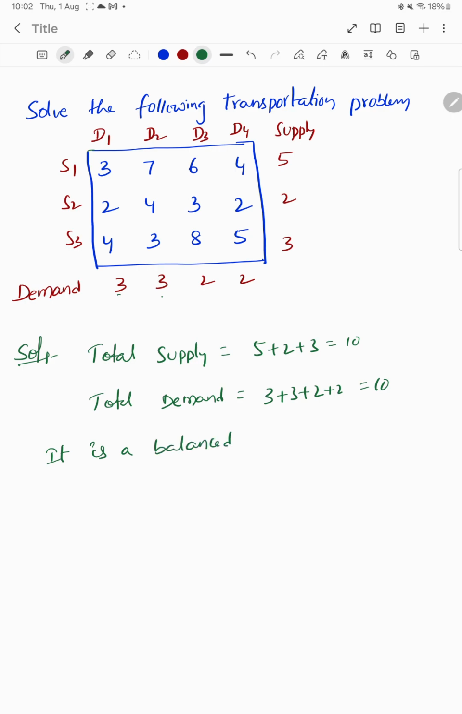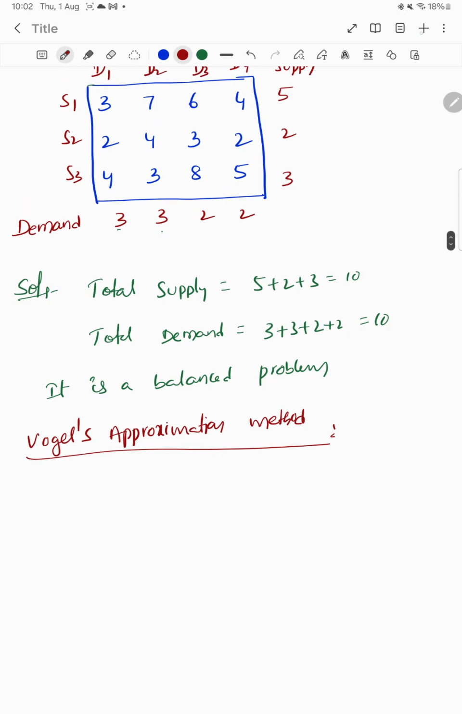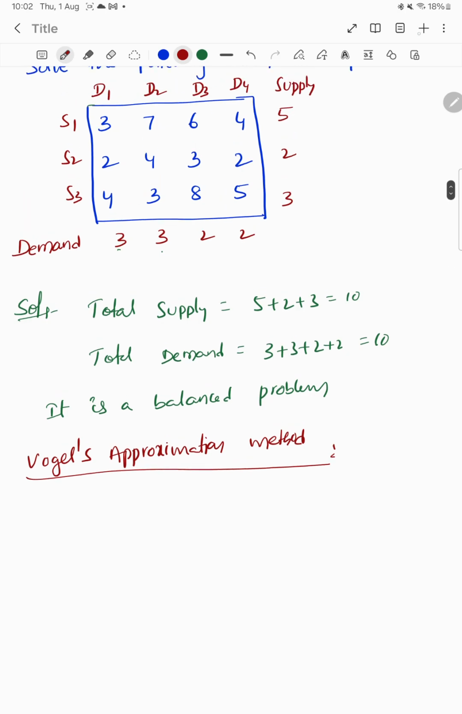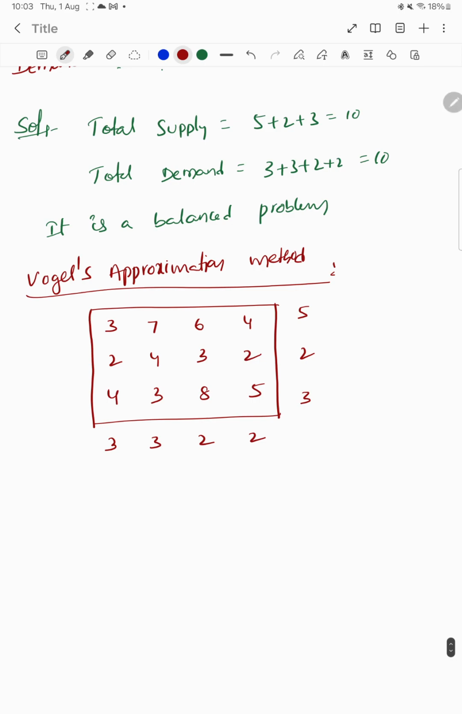So once you know that it's a balanced problem, now we can go for finding the basic feasible solution by Vogel's approximation method. In this method, we will take the given matrix and apply a 3 step procedure. In that, the first step is we are going to find the penalties. I am writing here penalties.